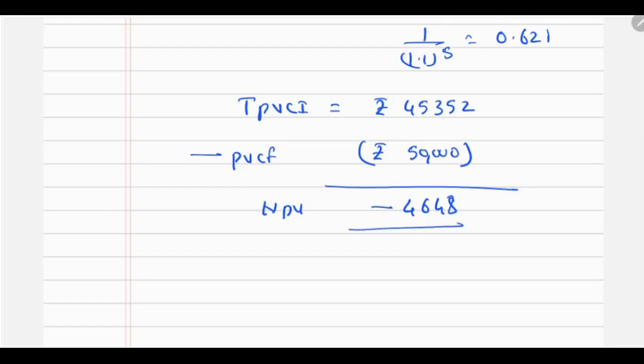As we have seen, if your NPV is less than 0, you have to reject the proposal, right? So we're getting a negative NPV, so we have to reject the proposal. This is the decision that you have to take with respect to your NPV.